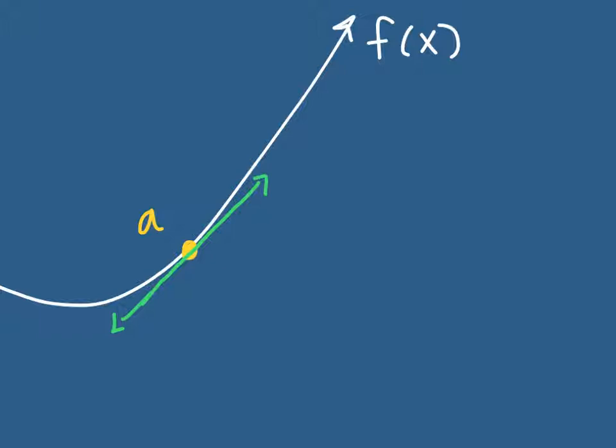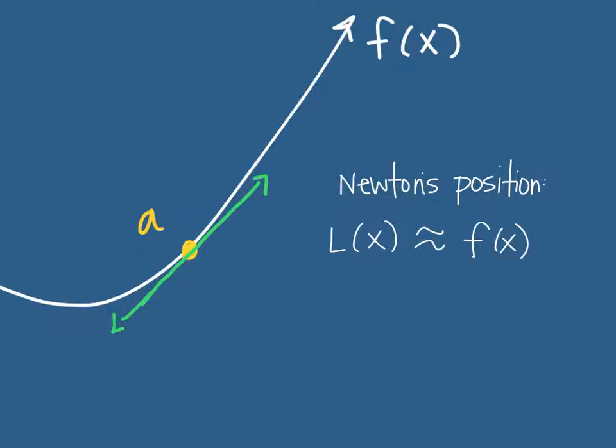So Newton's argument was, Newton's position: his L of x was just as good as f of x. That wavy symbol means he's not saying they're equal. He's saying they're approximately equal for a small interval.